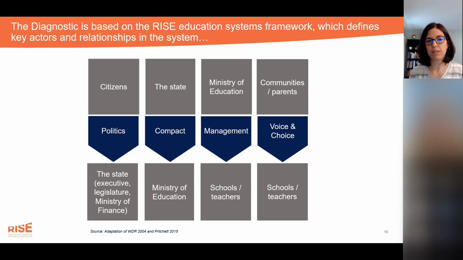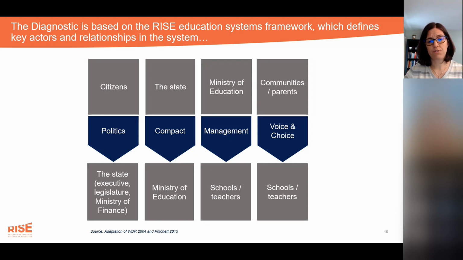This is how citizens relate to the state. The second is compact. This is how the state relates to the Ministry of Education. The third one is management. This is how the ministry relates to the schools and teachers, kind of the frontline workers. And then finally, voice and choice. And this is how the community and parents relate to schools or teachers. It's how they express their preferences and desires for their children's education directly to those frontline workers.